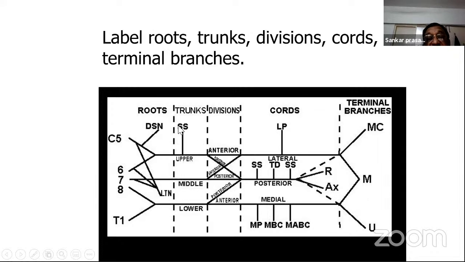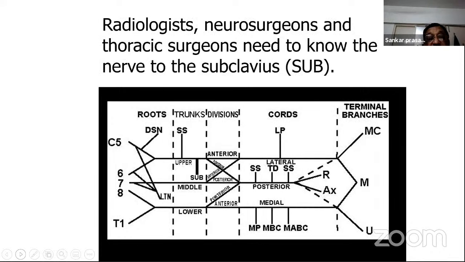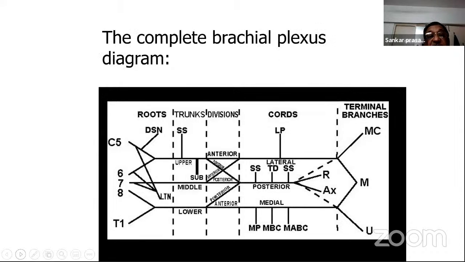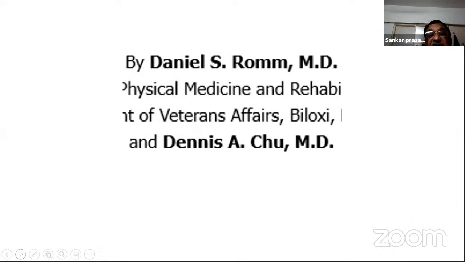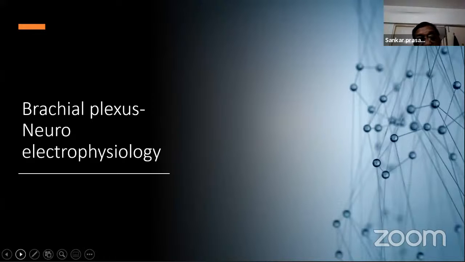So these are the roots, trunks, divisions, and cords, and this is in short the brachial plexus diagram, which sometimes is asked in the exam and you'll have to draw this diagram, and then your life becomes very easy. Okay, this is a compact brachial plexus diagram, right? So this is by Dr. Daniel Roman, a physical medicine specialist, and they have done an excellent job, and we have all been following this. Now, let's come to the electrophysiology of the brachial plexus.